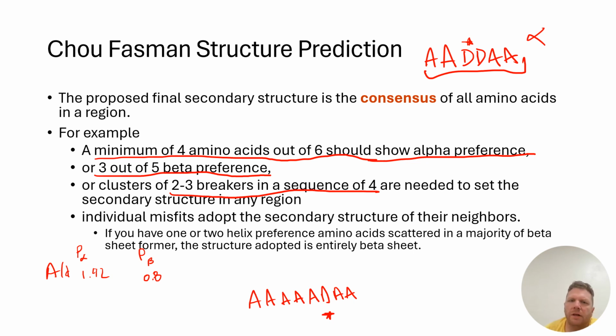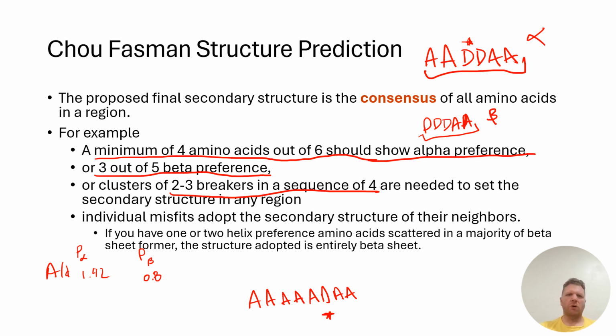Now, in order for the tide to shift the other way, for there to be a beta sheet, let's switch it. We'd be looking for D, D, D, A, D. That's 5 amino acids. 4 of them happen to be beta sheets. So actually, let's go D, D, D, A. There we go. This is 5 amino acids. 3 of them are beta sheets. So one of the ways that you could look at this is that you've got to have 4 out of 6 to show alpha helix, 3 out of 5 to show beta sheet preference.